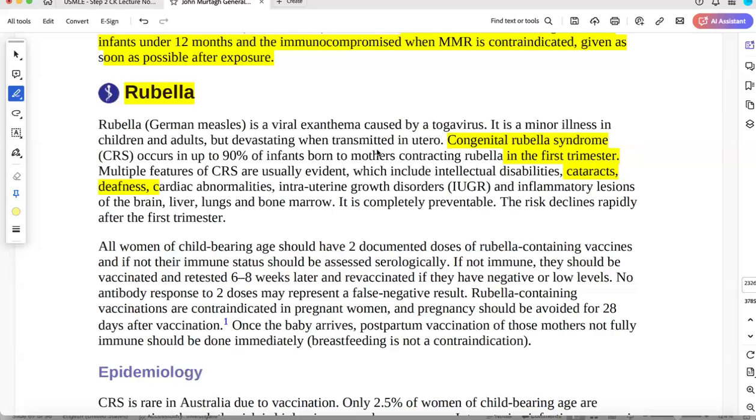Second molar is usually the common, Dr. Sheikh. Yes, so immunoglobulin if immunocompromised.